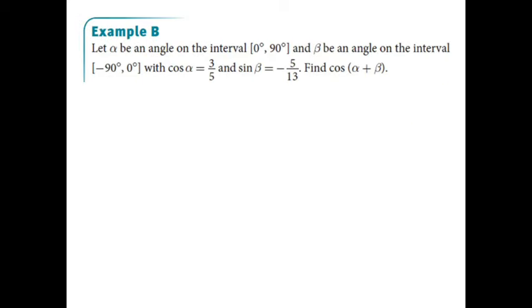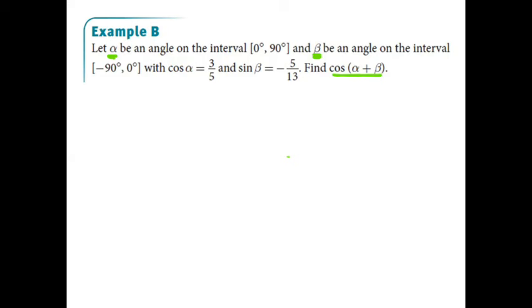Let's look at another example of ways we might use these sum and difference identities. Here in example B, it says let alpha, this letter that's the Greek letter alpha, and sometimes we use that to represent angles. Let alpha be an angle on the interval 0 to 90 degrees, and beta, another Greek letter, be an angle on the interval negative 90 to 0. Cosine alpha equals 3/5, sine beta equals negative 5/13, and we want to find cosine alpha plus beta. Okay, so that's a lot of information.